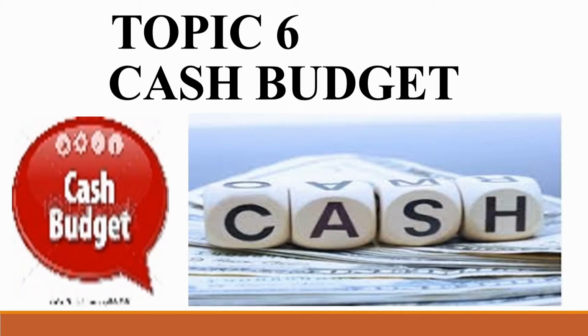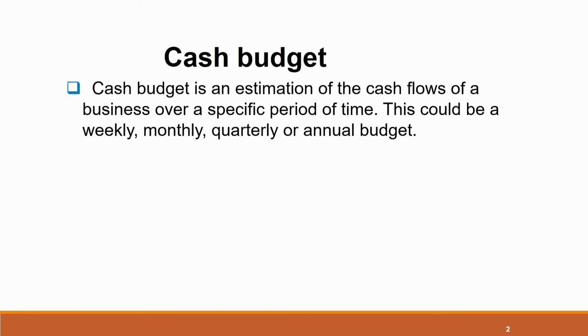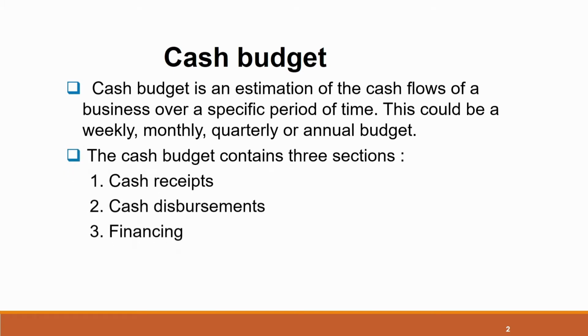Topic C. Cash budget. Cash budget is an estimation of the cash flows of a business over a specific period of time. This could be a weekly, monthly, quarterly, or annual budget. The cash budget contains three sections.